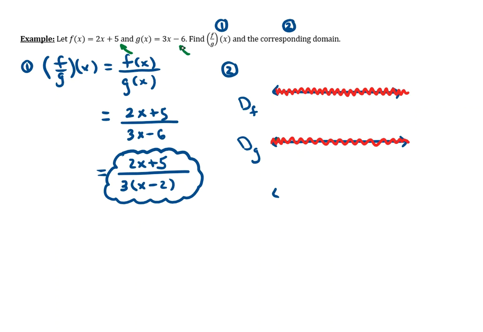That brings us to our third and final number line, the domain of the combined function f over g. So, as noted in a previous video, the domain of a combined function is the intersection of the domains of the original functions. You'll notice that the intersection of the original functions would yield all real numbers. But all real numbers is not actually the domain for a combined function.